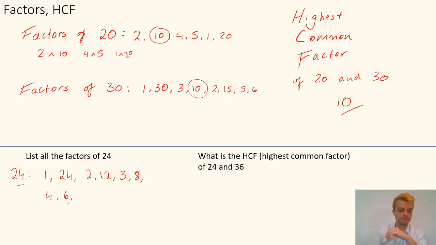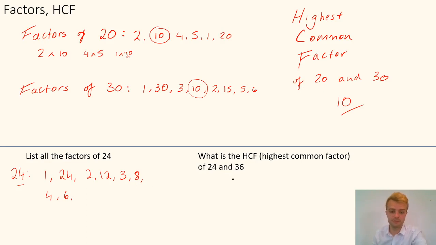We've already got that. Now, because I've reached a number that I've already got in my list, I don't have to keep going up. Because if I kept going up, we just checked 4, 5, 6. 7s don't go into 24. 8s do, but we've already done that because we paired it with 3. So that is my full list. I've listed all the factors of 24.